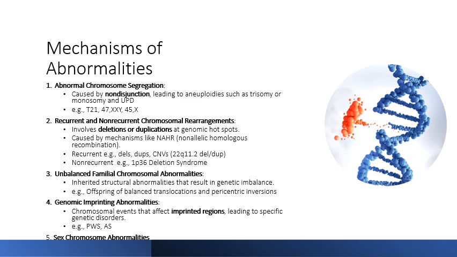Unbalanced familial chromosomal abnormalities arise from inherited structural changes and are often observed in offspring of balanced translocations or paracentric inversions. Genomic imprinting abnormalities impact imprinted regions on the chromosome, causing disorders such as Prader-Willi syndrome or Angelman syndrome. And lastly, we'll speak about sex chromosome abnormalities, which add another layer of complexity with diverse phenotypic consequences.